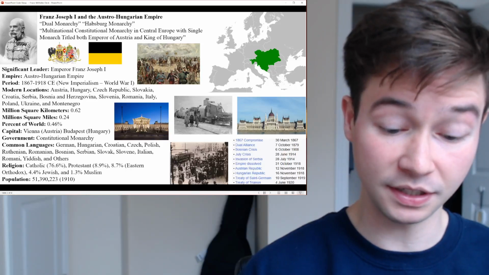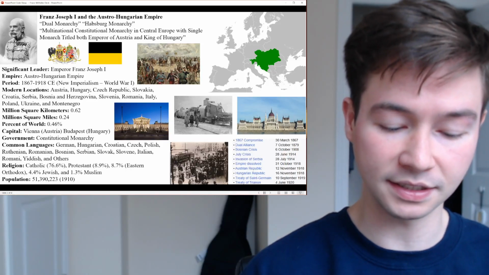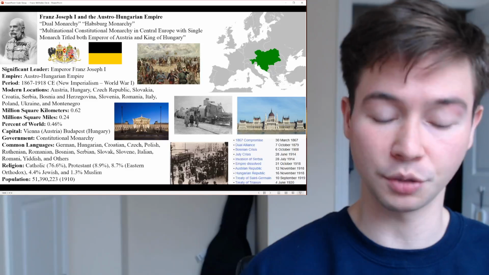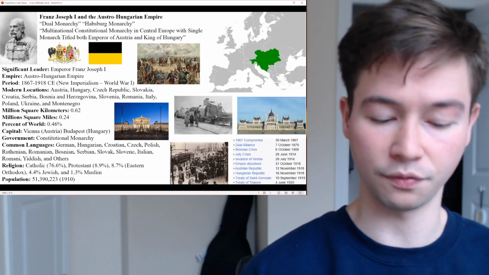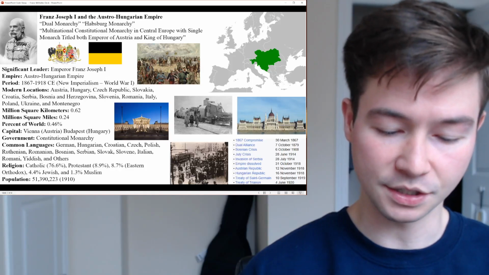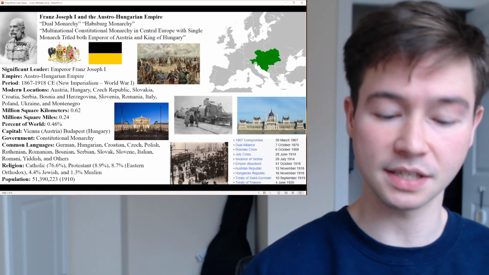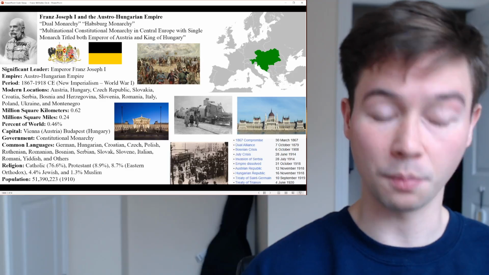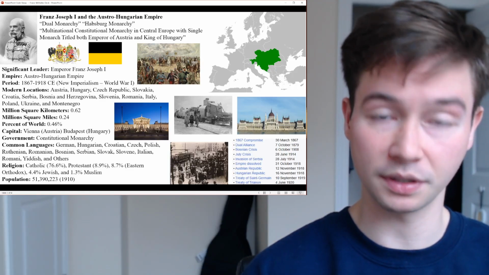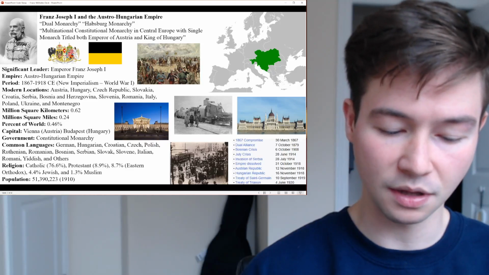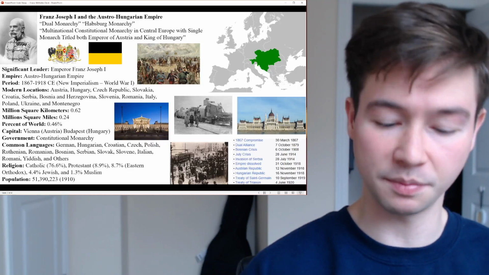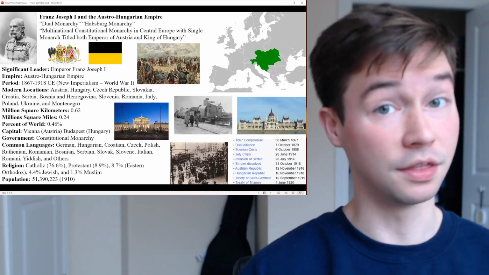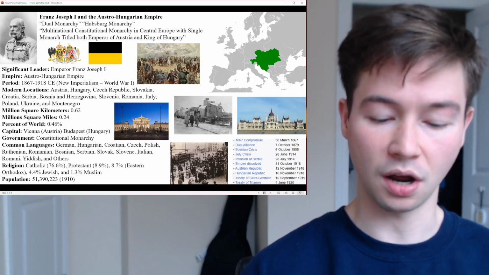However, the empire's defeat in the Austro-Prussian War of 1866 marked a turning point. Austria was forced to cede its influence over German affairs to Prussia and withdraw from the German Confederation. This loss underscored the empire's vulnerabilities and paved the way for internal reforms. As for the Austro-Hungarian Compromise in 1867, where he would gain control over Hungary as well, one of Franz Joseph's most defining achievements was the Austro-Hungarian Compromise in 1867, which created the dual monarchy of Austria-Hungary.